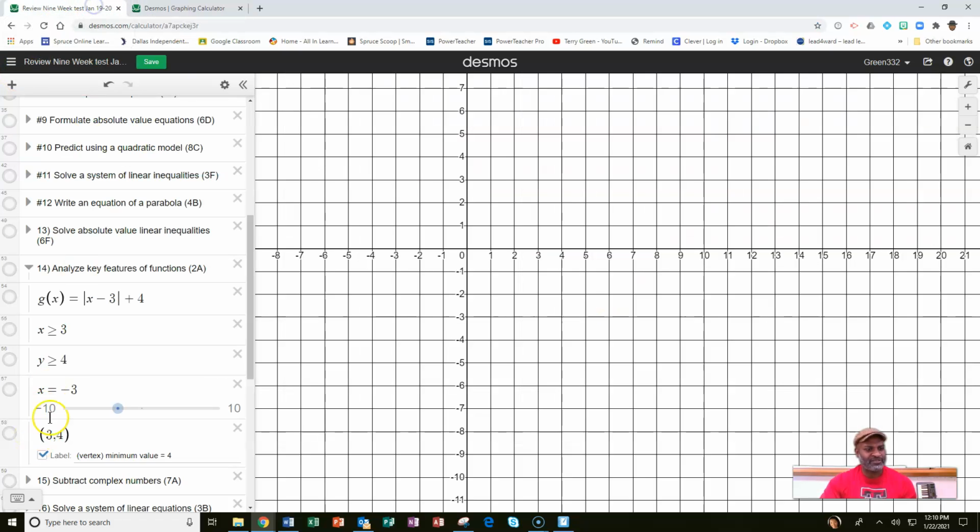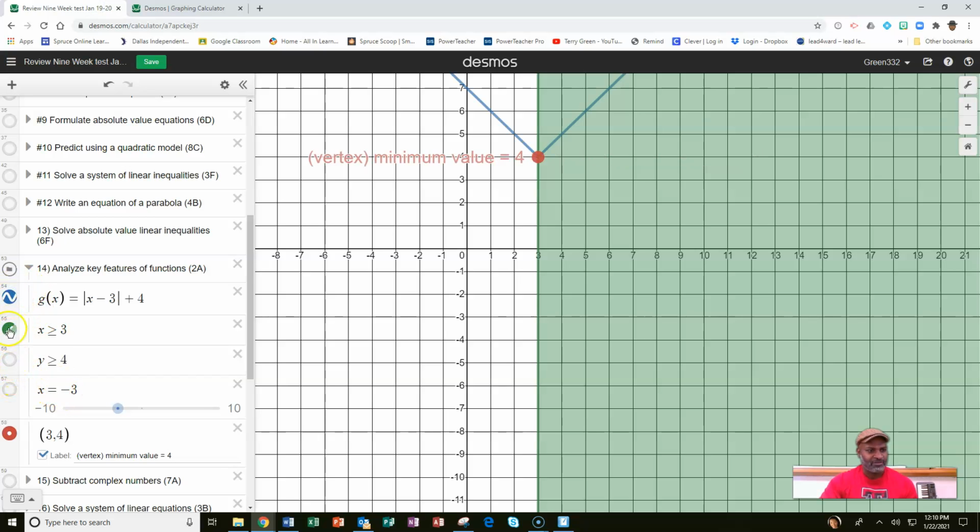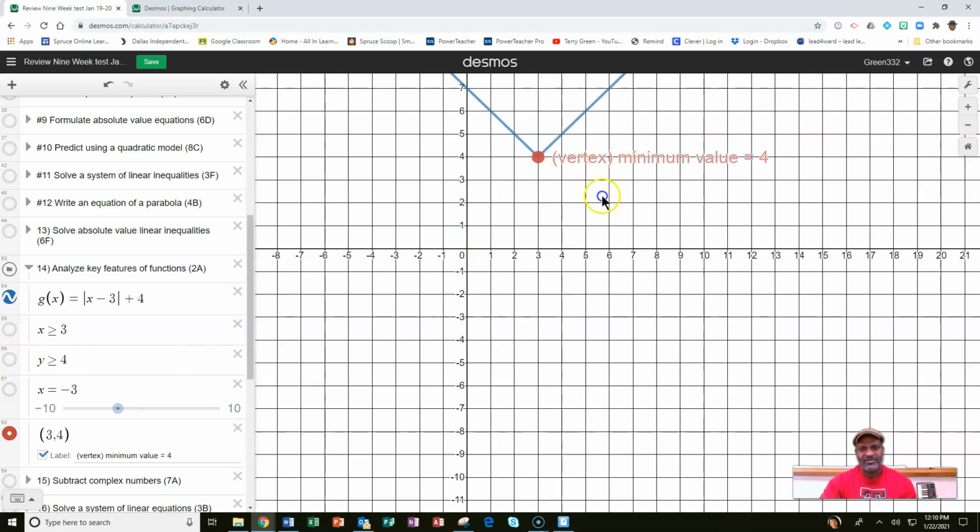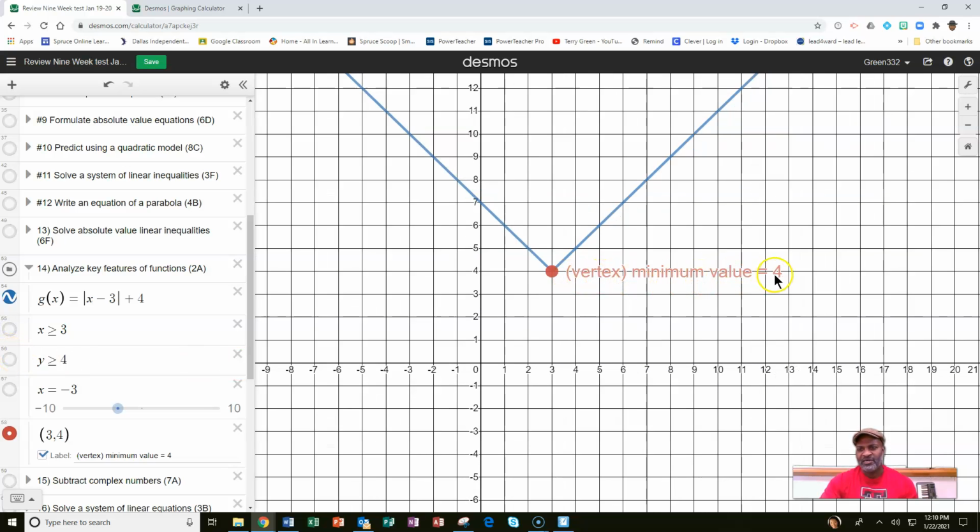And so if I just want to make that explicit, this is all the stuff that we checked. So the minimum value of the function is 4. You just look at the y value of the vertex. And that is this video.